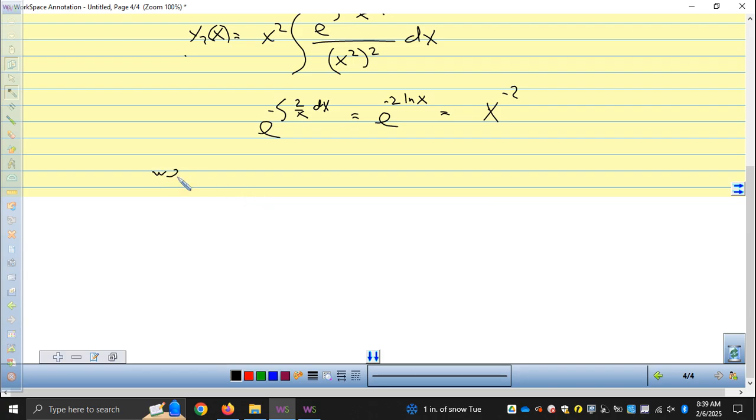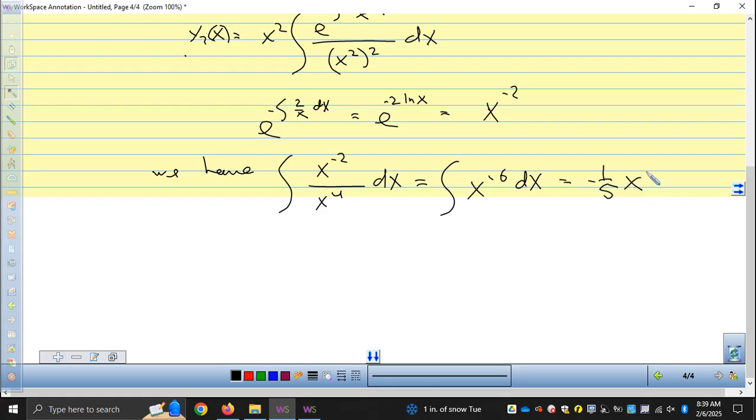So we have the integral of x to the negative 2 over x to the 4th dx, which is the integral of x to the negative 6 dx, which is minus 1/5 x to the negative 5. So y2 is x squared times negative 1/5 x to the negative 5th, which is negative 1/5 x to the negative 3. That's our second solution.